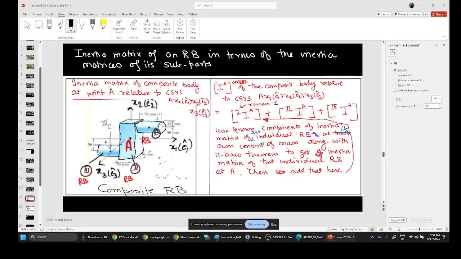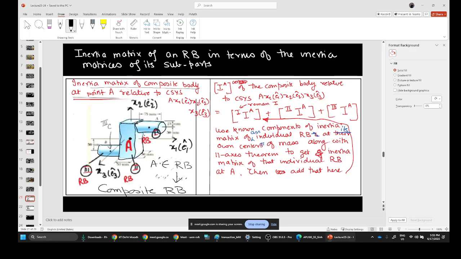And on that composite RB there is a point A which is fixed on this composite RB. And then you have also been given a coordinate system, your working coordinate system, x1, e1, x2, e2, x3, e3. And you are being asked to find the inertia matrix of the composite body at point A relative to the coordinate system shown here.